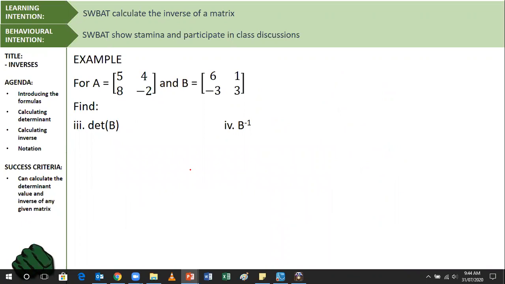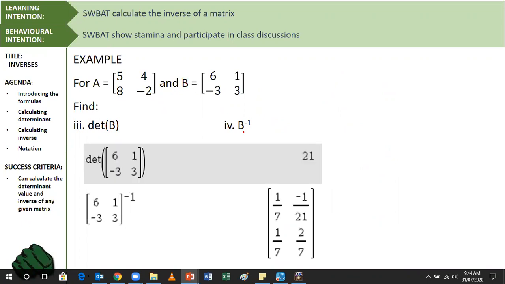So once again, for the determinant, you just have to put it into CAS. Matrices, inverse of B, same thing, but this time can you see that it's the determinant of matrix B? So if this was C, we call it C. If this was D, then we call it D. So just be consistent. There it is. The determinant of my matrix B is 21. For the inverse, all I have to do is put it to the power of -1, and CAS will do all the work for me.